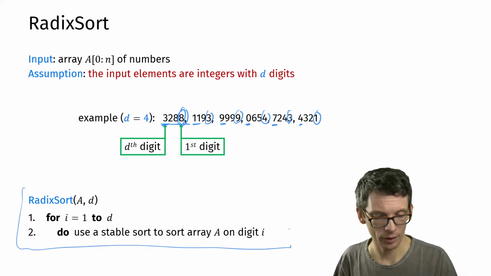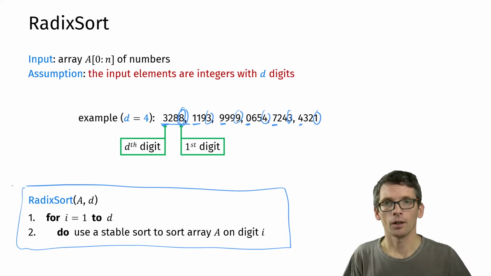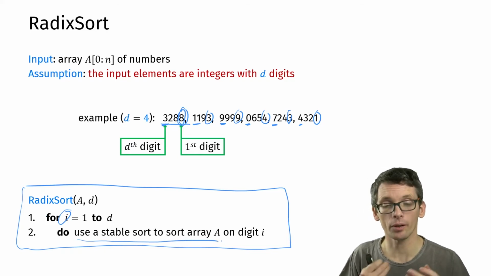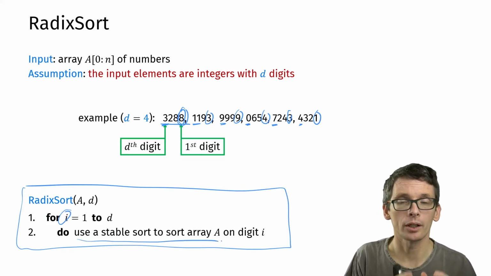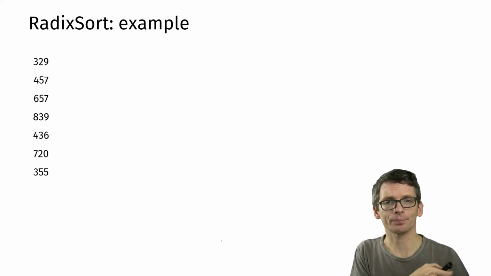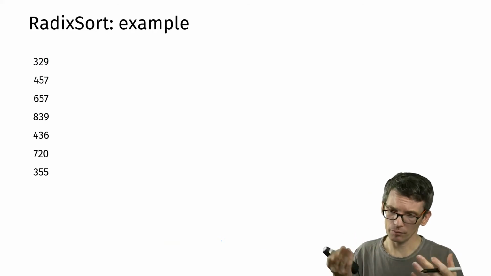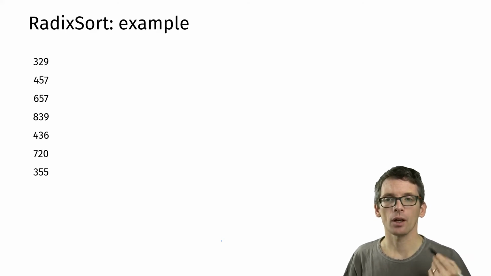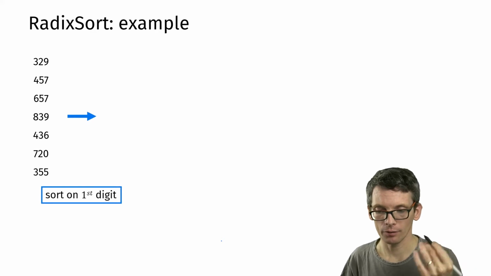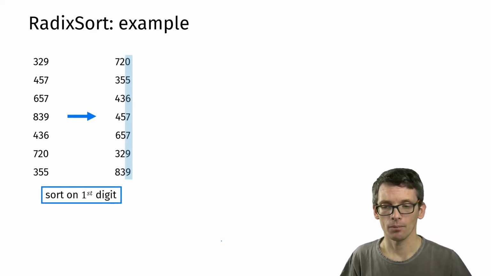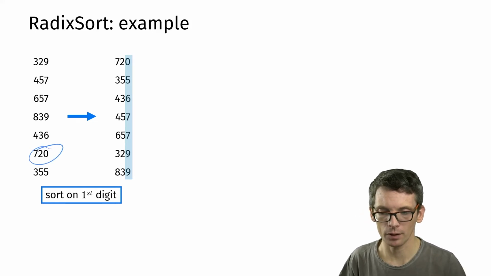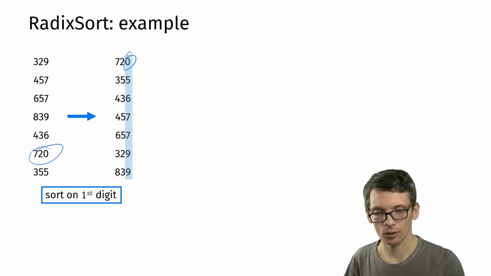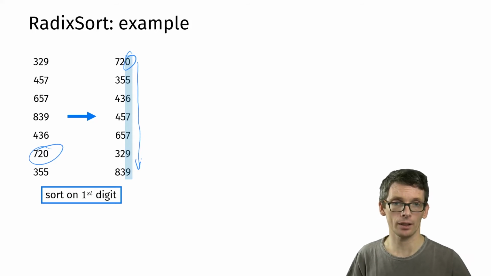So radix sort, short and sweet, is simply a loop over all digits, and we need to use a stable sorting algorithm on the array A on digit i. Let's do that by example. Here we have again numbers with digits between 0 and 9 and 3 digits. We first sort based on the first digit, so the least significant one here. Meaning here we have a 0 that comes first, so 720 comes first, 355 and so on. So you see here on this digit it's increasing.